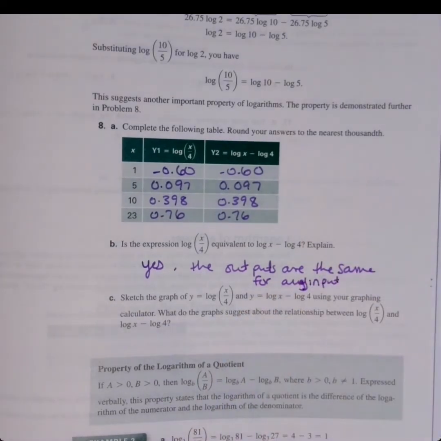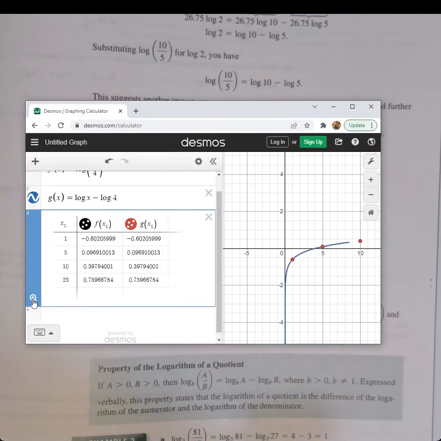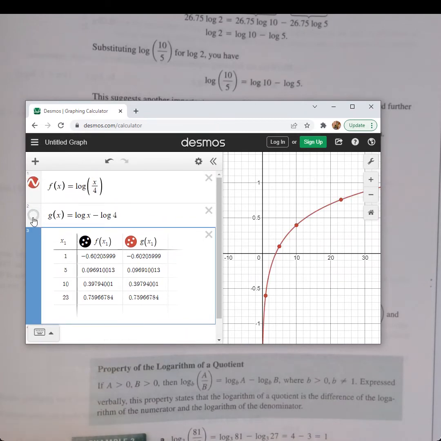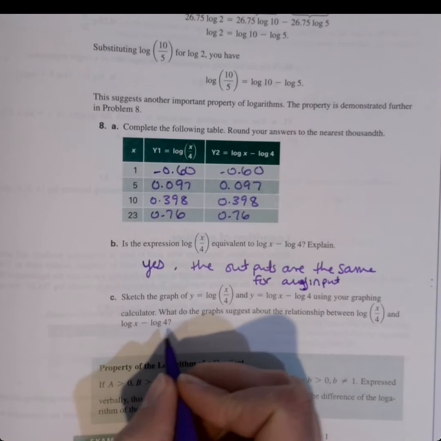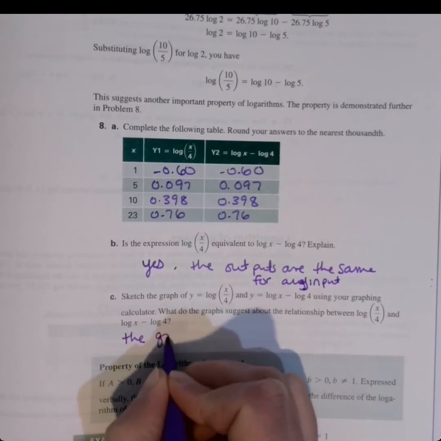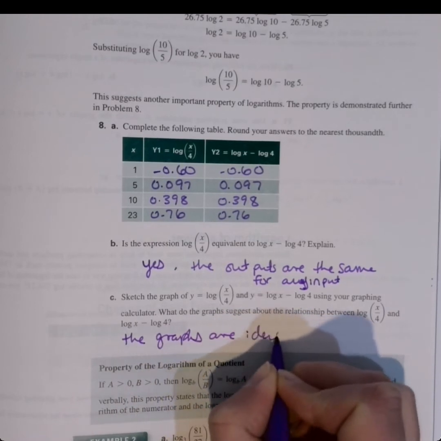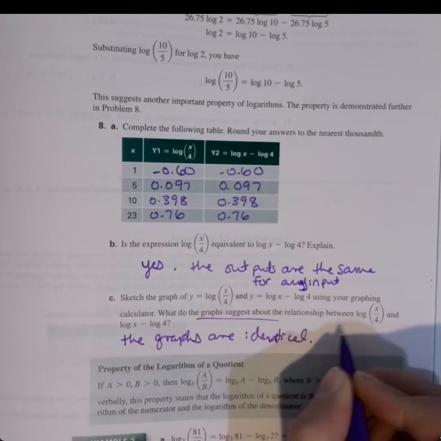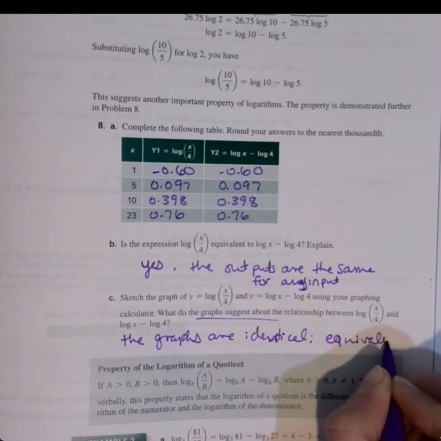Okay, outputs are the same for any input. Sketch the two graphs. There are the two graphs. If you unclick one or the other, you can see that they're on top of each other, so you're only going to see one graph. The graphs are the same. The graphs are identical. And what does that suggest? It suggests equivalent expressions.